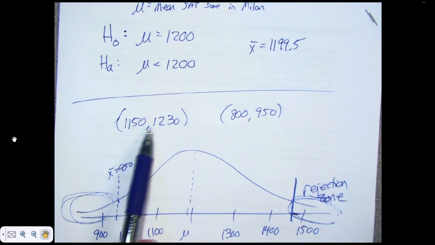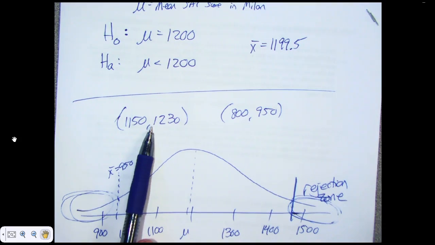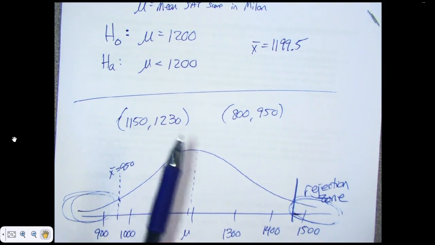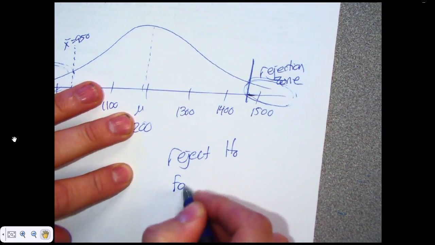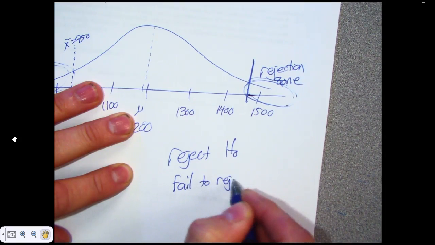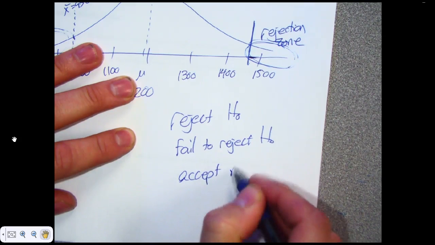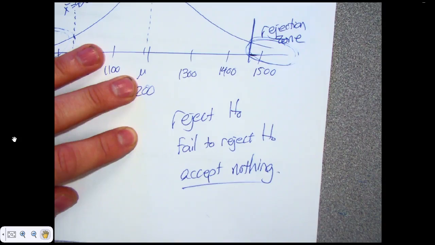If this is what I resulted in, 1200 is in there. I can't call you a liar, but it didn't really confirm it either. It just means it's somewhere in this range. So this is the idea that your choices are reject H0, or fail to reject H0. You can never accept, so accept nothing. You don't get to accept H0.